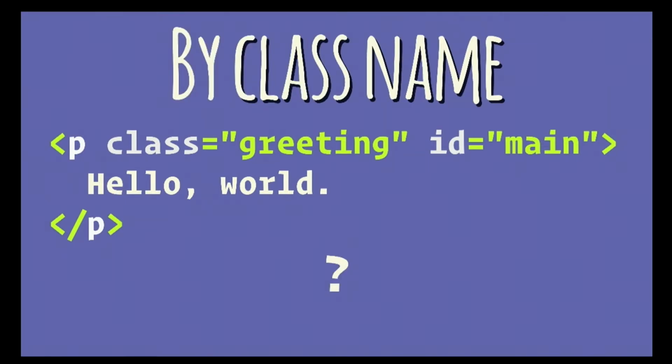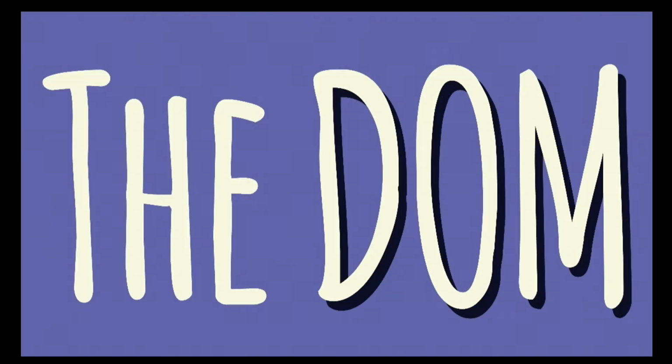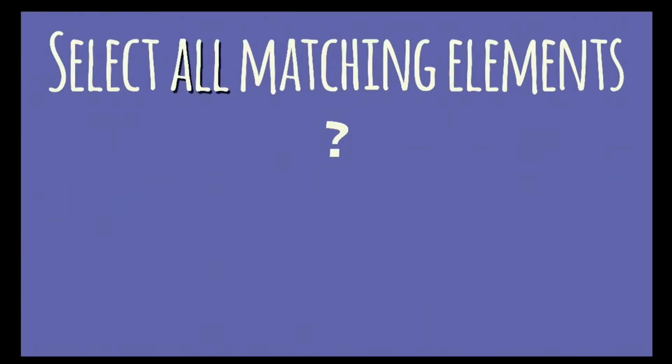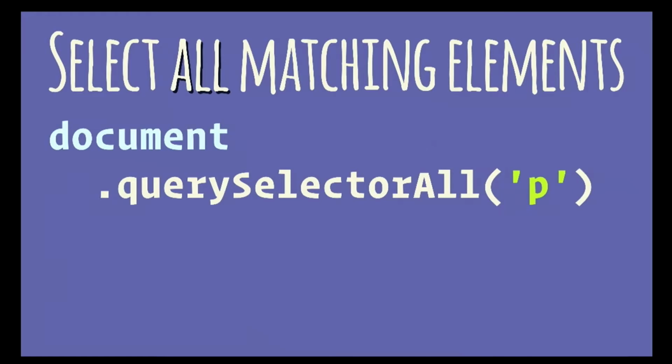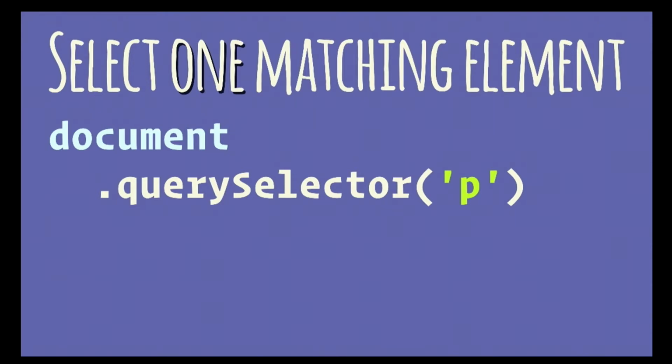By class name. Dot, right? Dot instead of hash. Dot greeting. We learned about the DOM. We learned a little bit about manipulating the DOM. So how do we select all elements that match the selector? Query selector all. Just the first match? Query selector. That's right.